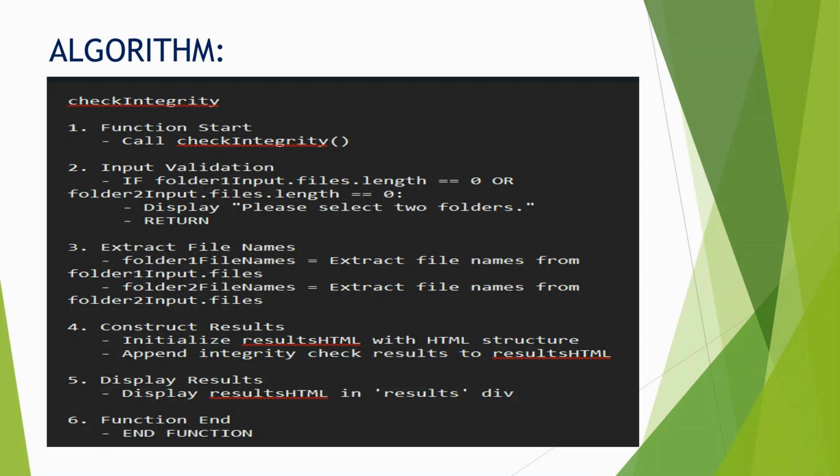Third step, extract the file names. It retrieves the file names from both folders, folder 1 file names and folder 2 file names. Construct the result: initializes the HTML structure and prepares it to display the result, and also appends the results. It adds the integrity check result to the HTML, showing whether files are intact or if there are any discrepancies. Display the result: output in the results section. The final results are displayed in the designated section, typically a div element with the ID result on the web page. The function will then end.